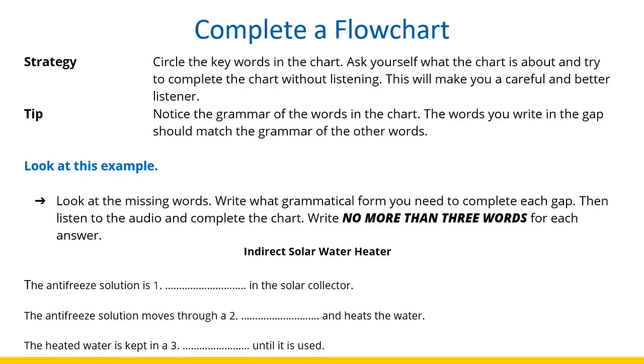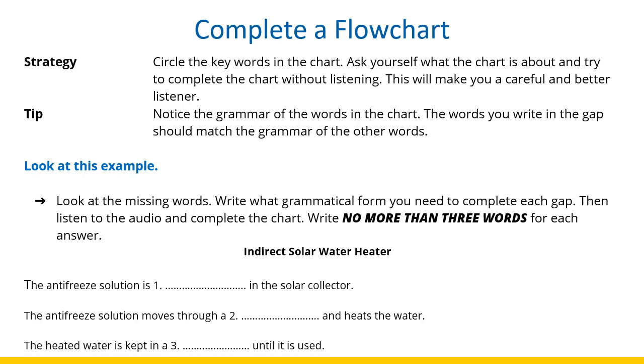And now we're going to review our final strategies and tips for listening section 4. It's actually our final strategies and tips for the entire listening task. So we're going to review how to complete a flowchart. When you have a task like this one, you have to circle the keywords in the chart and ask yourself what the chart is about and try to complete the chart without listening. Doing so will help you be a careful and a better listener.